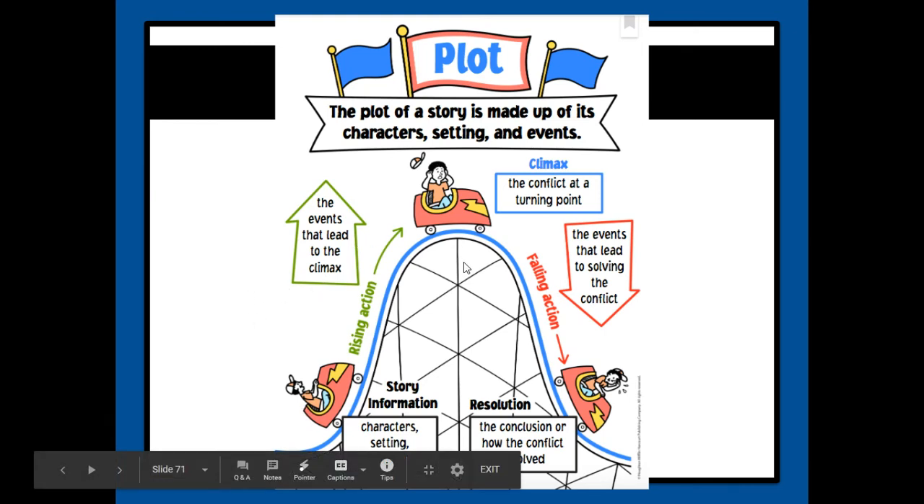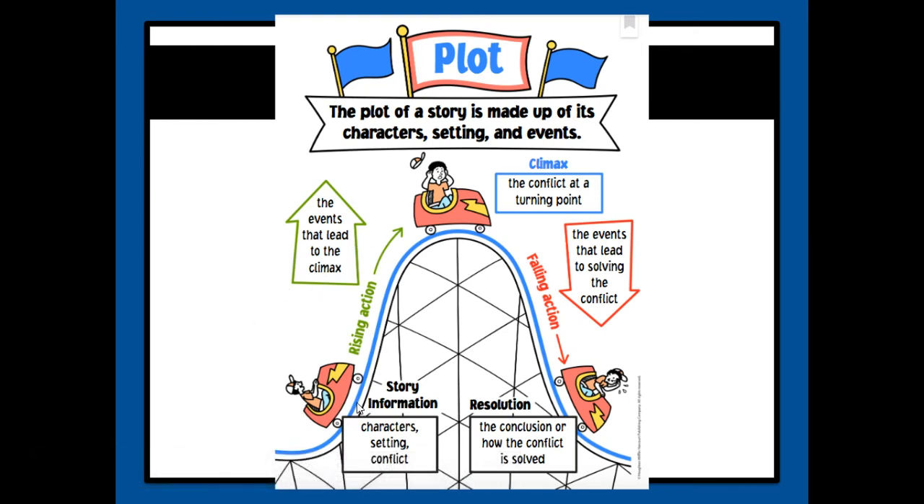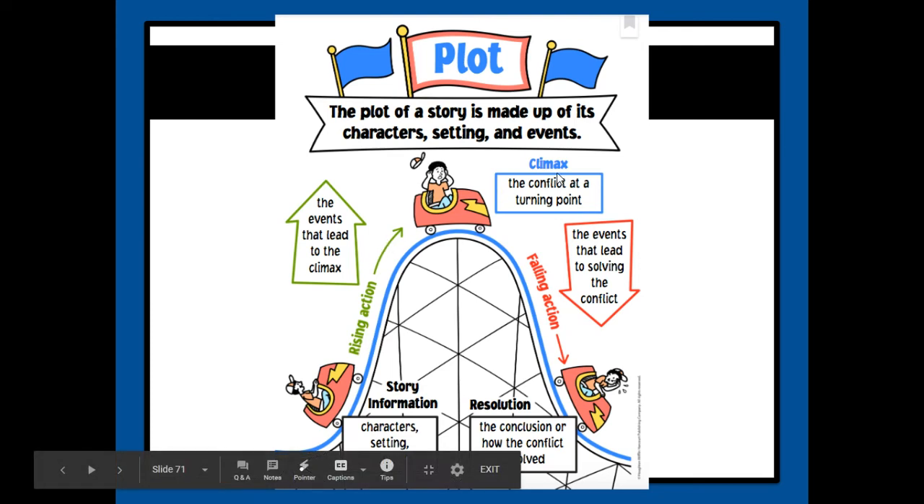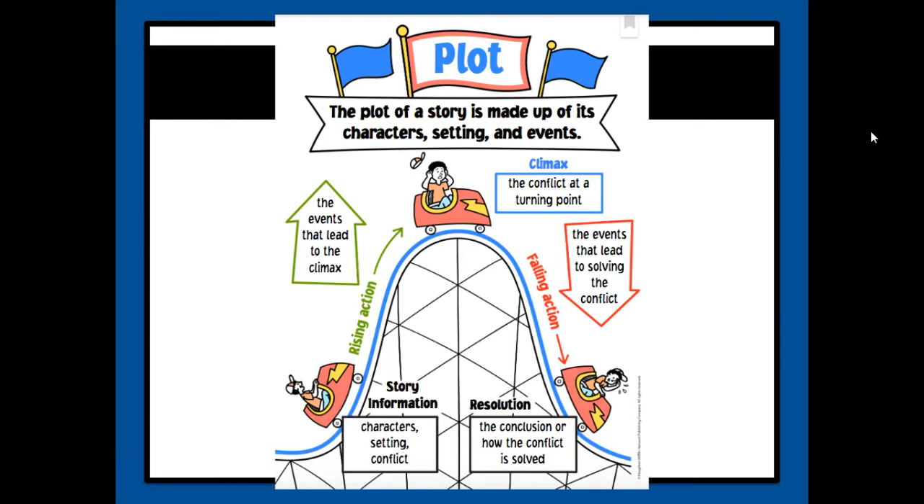The 5 parts of the plot are the story information, the rising action, the climax, the falling action, and the resolution. So the story information includes the characters, the setting, and the conflict. And we talked about what that word conflict means. It should be written in your reading journals. And if you remember, conflict means problem. So the story information is the beginning of the story.